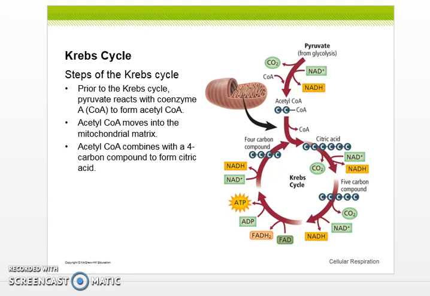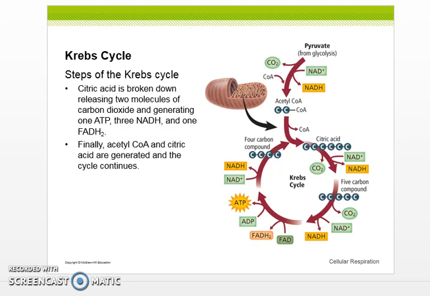Acetyl-CoA moves into the mitochondrial matrix. Acetyl-CoA combines with a 4-carbon compound to form citric acid. Citric acid is broken down, releasing 2 molecules of carbon dioxide and generating 1 ATP, 3 NADH, and 1 FADH2. Finally, the 4-carbon compound is regenerated and the cycle continues.